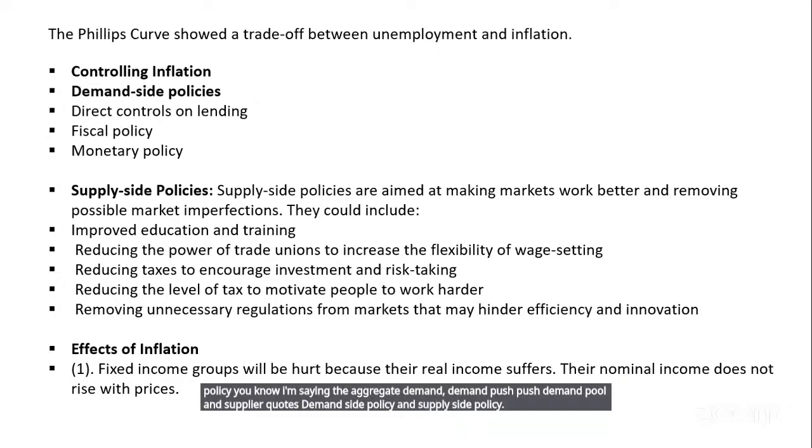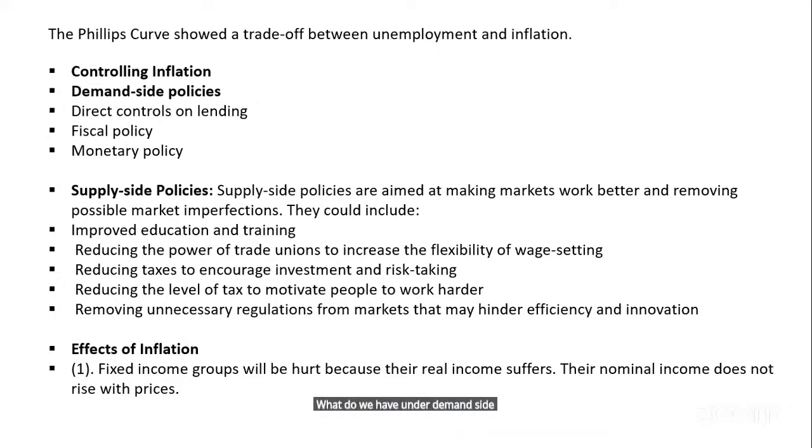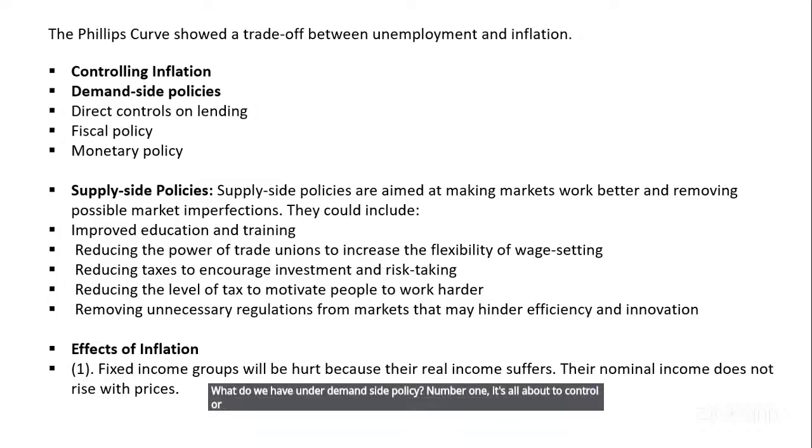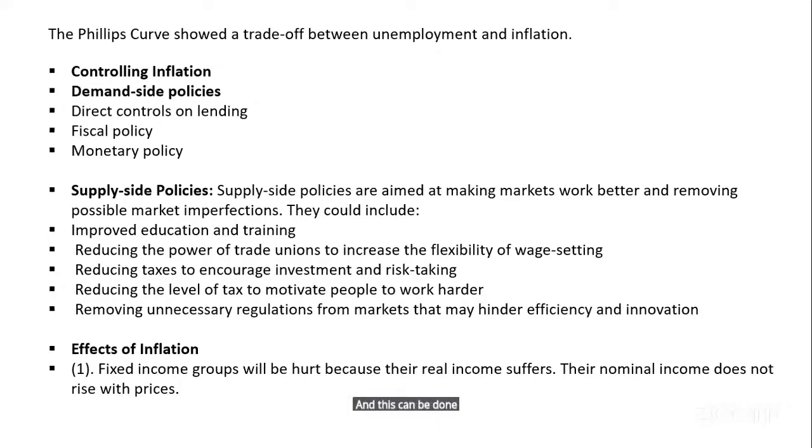What do we have under demand side policy? Number one, it's all about controlling or reducing excess money in circulation. And this can be done through three means: one, direct control on lending rates; two, fiscal policy; and the third one is monetary policy. Let me explain one after the other.